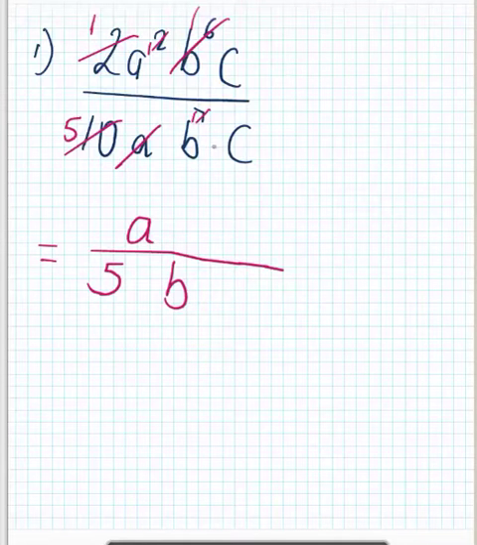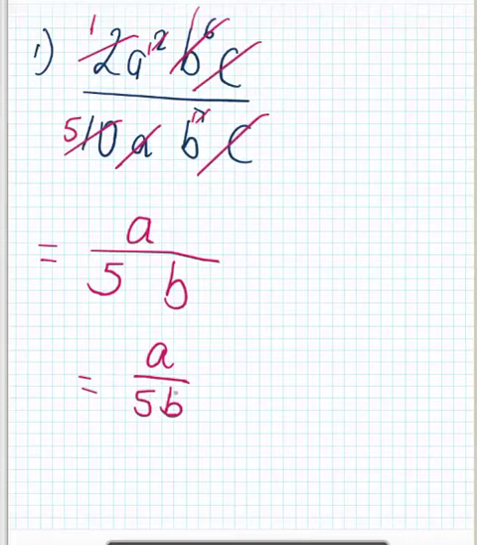And last of all, we've got 1C on top and 1 on the bottom. Because it's the same amount, we just cross it off and we're done. So you should have had an answer similar to this one. To avoid big spaces, we can write it again. So A over 5B. And that is our final answer. There is nothing else we can simplify.